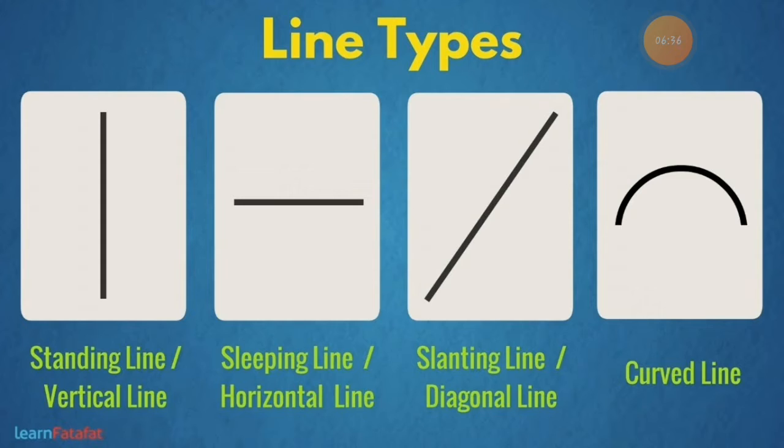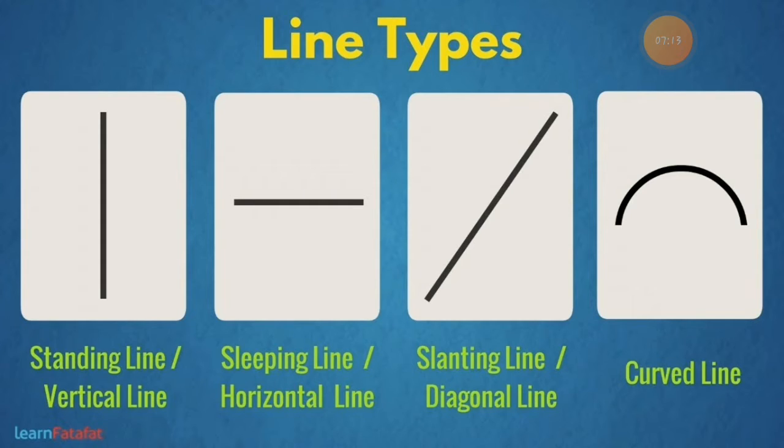Now let's go to the next line, which is also very easy. It is the sleeping line. Here both the names are given. This line, the black color line you can see, is the sleeping line. And the another name for this sleeping line is horizontal line.